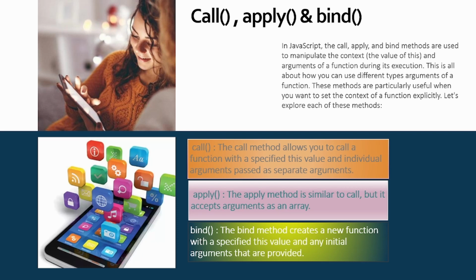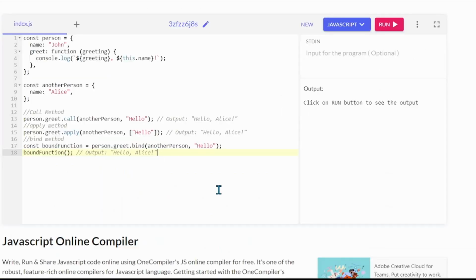The call method allows you to call a function with a specified this value and individual arguments passed as separate arguments. The apply method is similar to call, but it accepts arguments as an array. The bind method creates a new function with a specified this value and any initial arguments that are provided. In this example, I will show you the implementation of call, apply, and bind method.